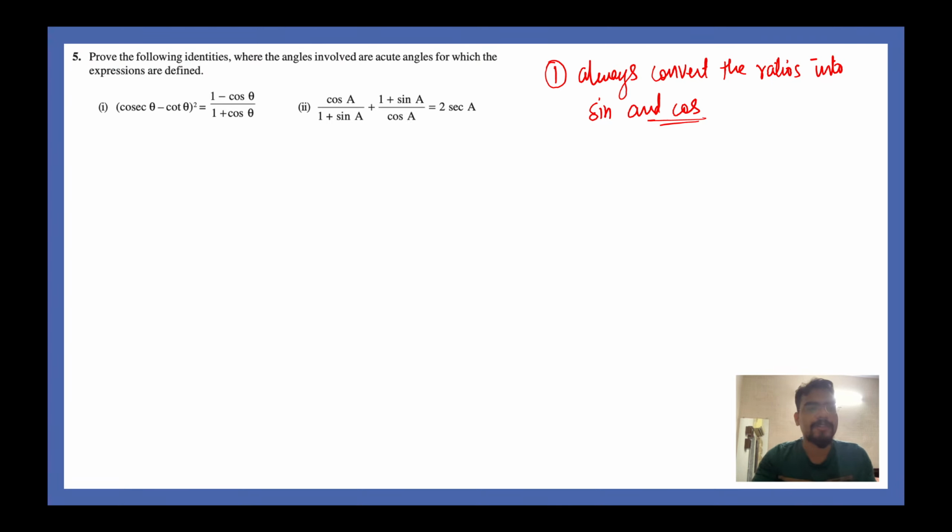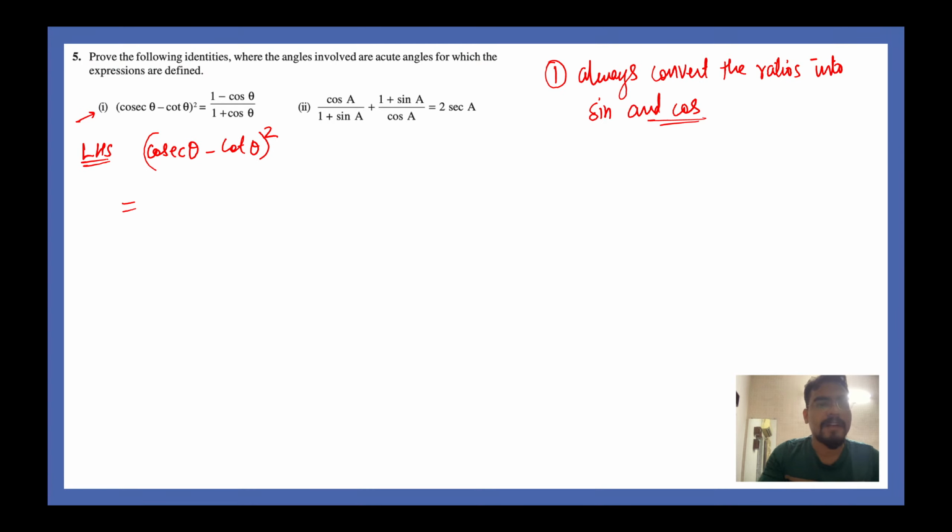Let's do question number 1 first of all. Question number 1 is (cosec theta minus cot theta) whole square is equal to (1 minus cos theta) upon (1 plus cos theta). So taking the LHS first of all, this is how you're going to write in your board exam if you encounter these questions. So (cosec theta minus cot theta) whole square, this is our LHS.